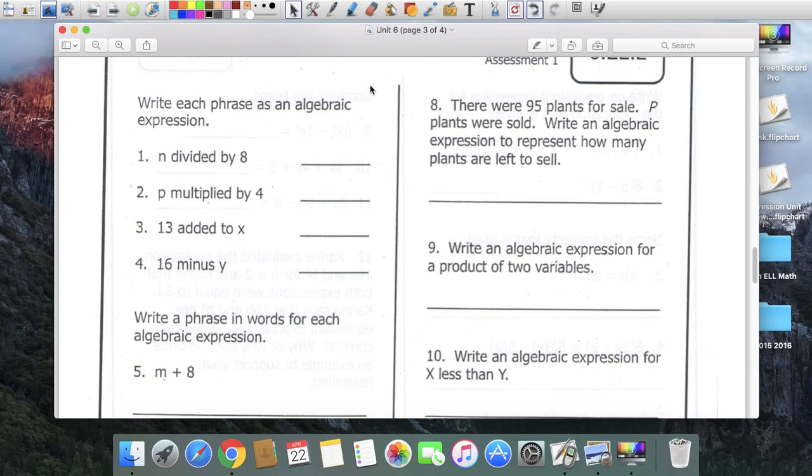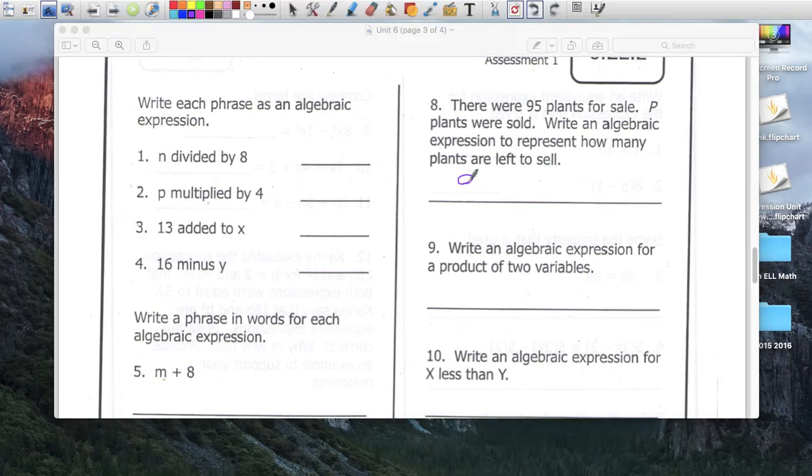95 plants for sale. P plants were sold. Write an algebraic expression for how many plants are left. Okay, so this is how much you started with. This is how much you sold. And to find out how much is left over, this would be the expression we would use.